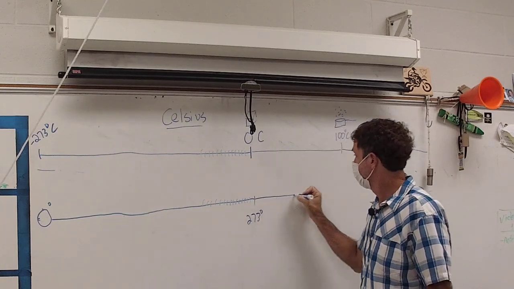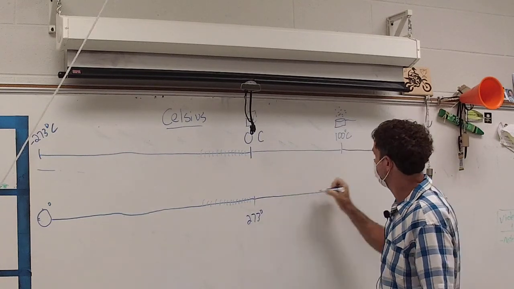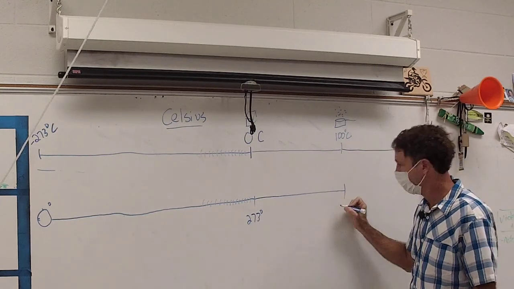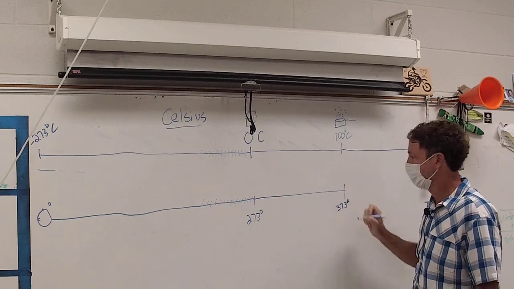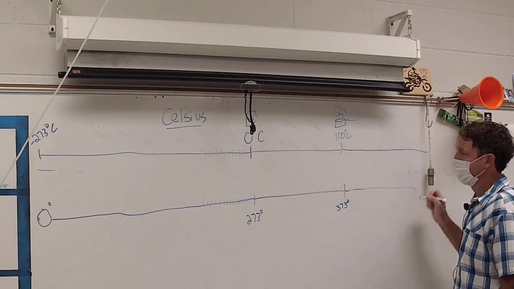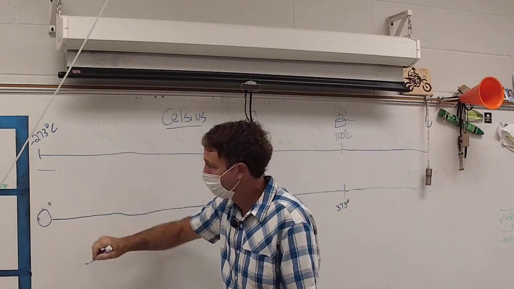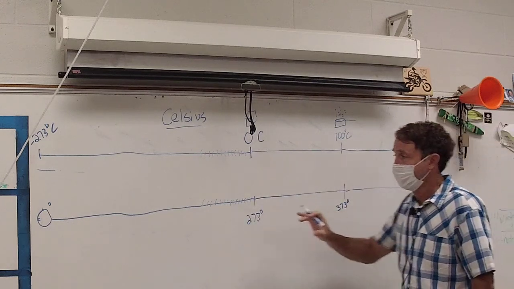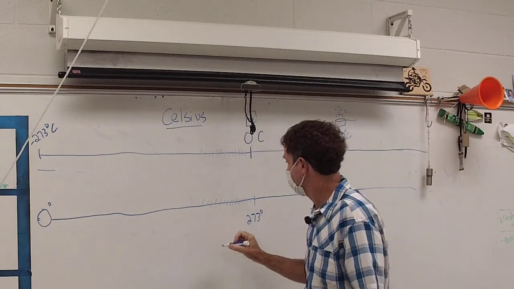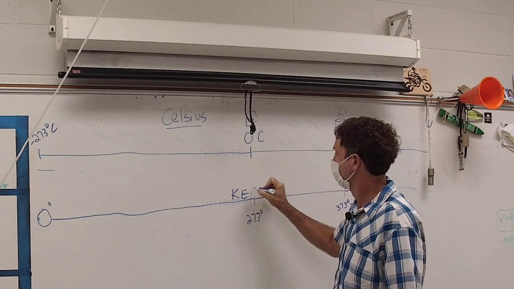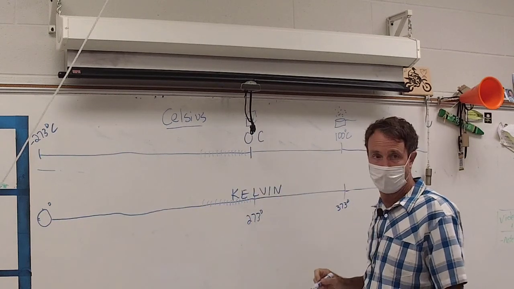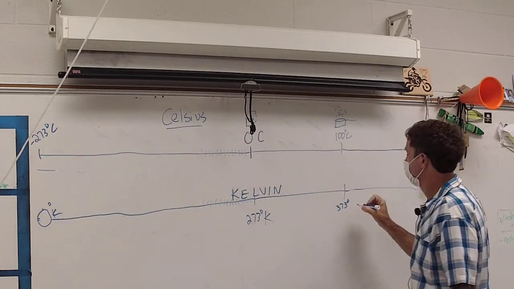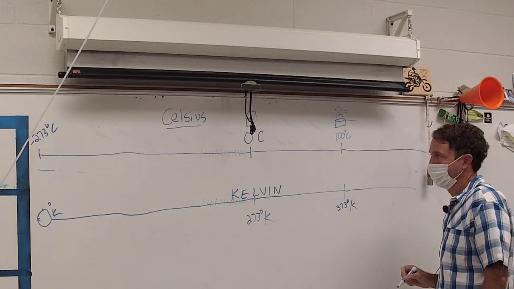That's the new scale. And then what would 100 degrees Celsius be on this new scale? 373. That's exactly right. Now this scale down here, this is really the temperature scale we're going to be using a lot of the time. The name of this scale on the bottom is called the Kelvin scale. So this is 0 degrees Kelvin. This is 273 degrees Kelvin. This is 373 degrees Kelvin, right?